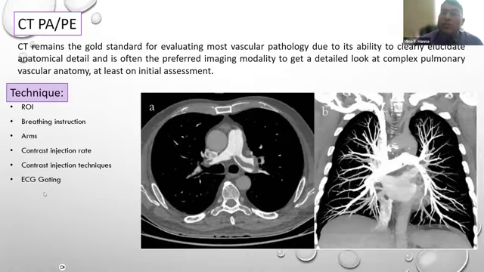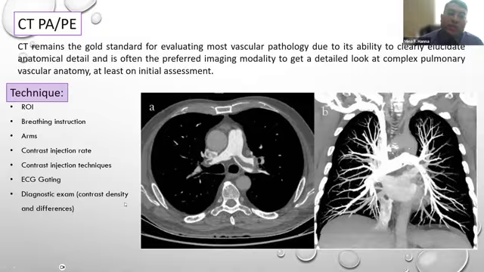ECG gating is usually not needed unless there is a lot of motion here and you definitely need to exclude dissection or something in the main pulmonary artery. But otherwise, usually no ECG gating is needed.